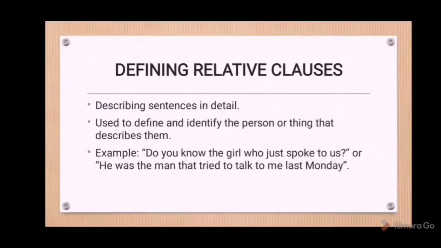Next, a defining relative clause describes a sentence in detail, used to define and identify the person or thing being described. Example, do you know the girl who just spoke to us? Or, he was the man who tried to talk to me last Monday.